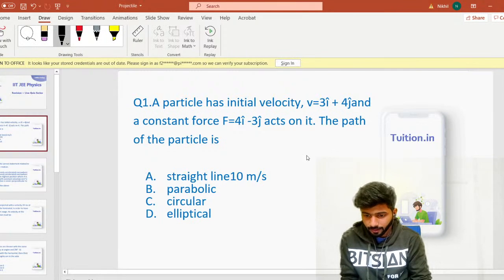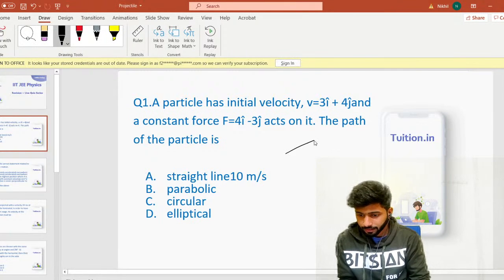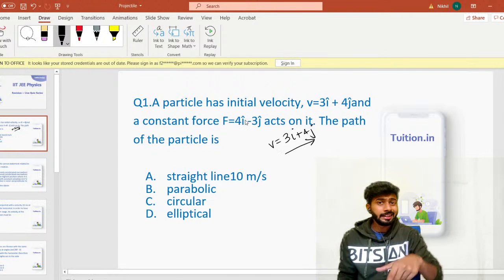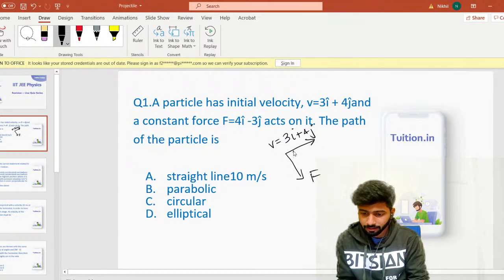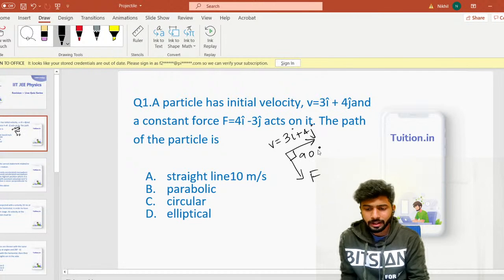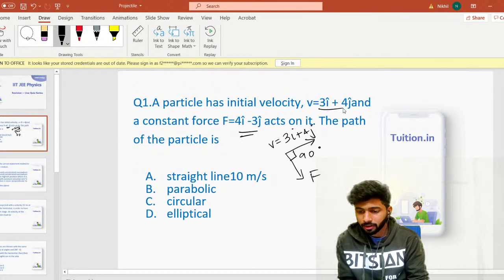So this is the velocity vector. Let's say v is equal to 3i plus 4j, right? How is the force? The hint here is to observe the force properly. Force is actually perpendicular to velocity here at every instant of time. How can I say it's perpendicular? Take the dot product of these two vectors.